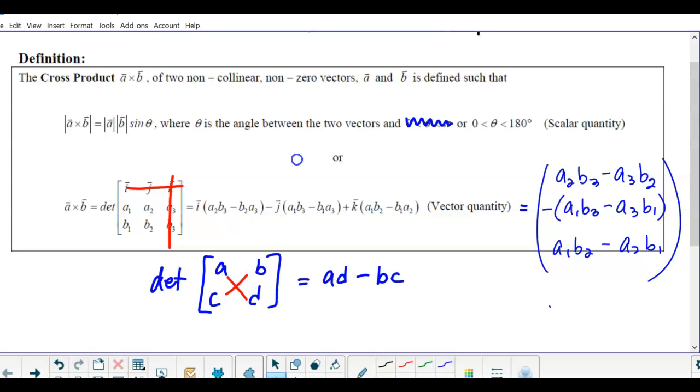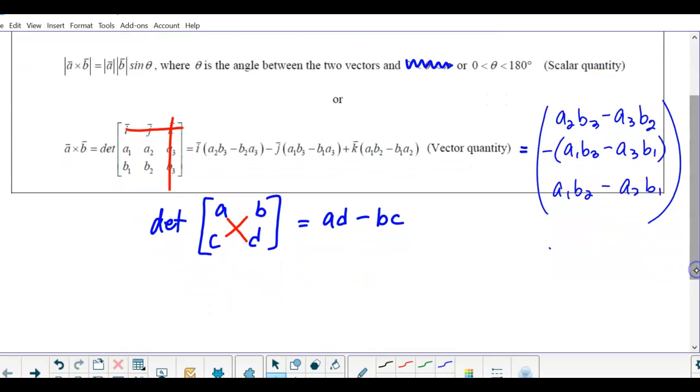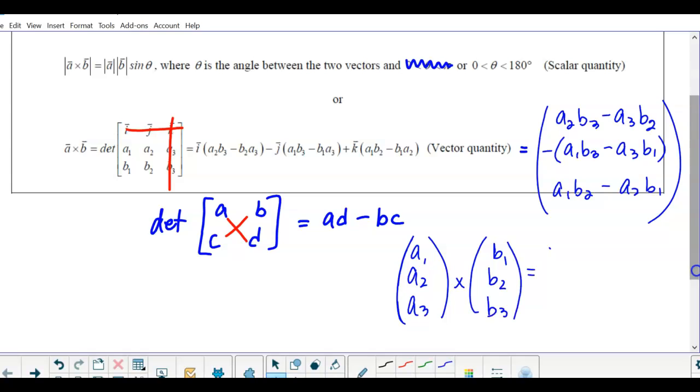So cross product is the same as vector product. We'll call it vector product there. Okay, so when I set up something like this to do, in this case, this would be A1, A2, A3, cross product B1, B2, B3. Okay, how do I get that?